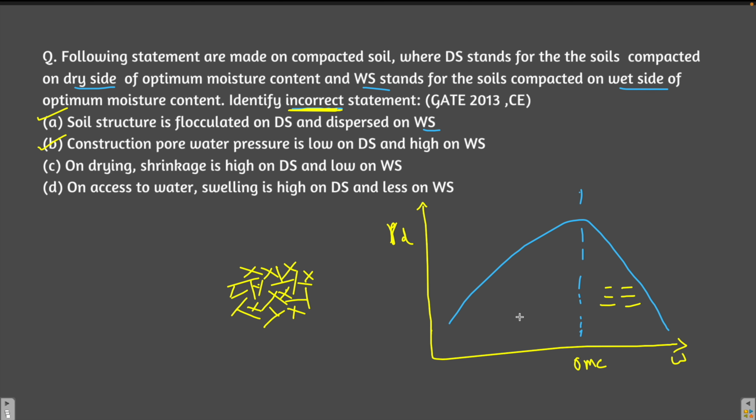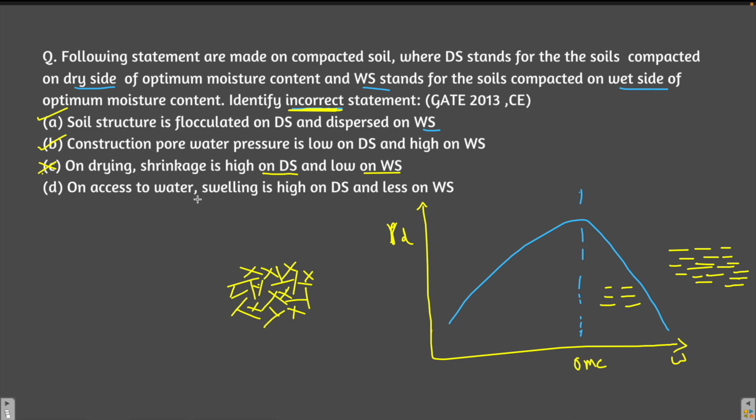On the wet side, the structure is a dispersed structure. It does not resist any force. And when the water is lost, the particles tend to come closer to each other and you will find more shrinkage. This I have also explained in the theory session. So the statement says that on drying, the shrinkage is high on the dry side and low on the wet side. So this is the incorrect statement. But let's discuss the fourth one also.